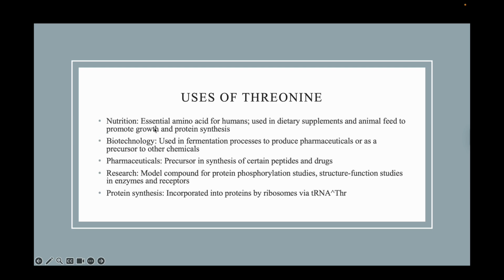Use of threonine in nutrition: an essential amino acid for humans, used in dietary supplements and animal feeds to promote growth and protein synthesis. Biotechnology: used in fermentation processes to produce pharmaceuticals, or as a precursor to other chemicals, a precursor in synthesis of certain peptides and drugs. Research: model compounds for protein phosphorylation, studies of structure and function, studies in enzymes and receptors, protein synthesis, incorporated into protein at the ribosome via tRNA.